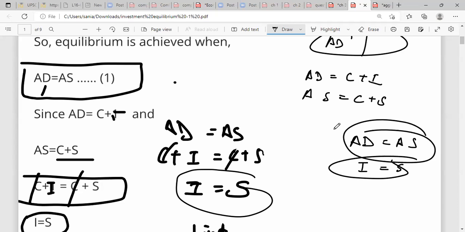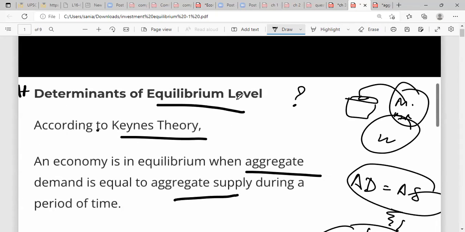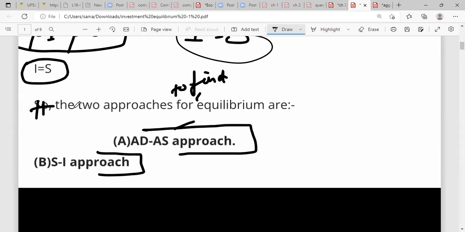Clear? Okay, so first of all, you will write two approaches to find equilibrium. We have two approaches, A and B. A is the AD and AS approach, and the second one is the S and I approach, or you can even write the I and S approach. Usually we write S and I, but yeah, not a problem. Clear?